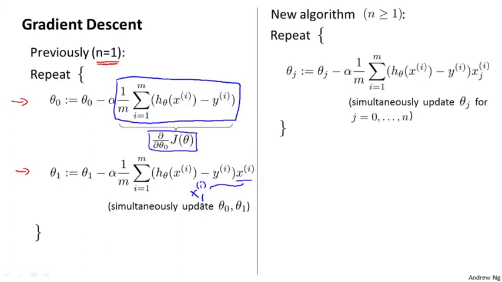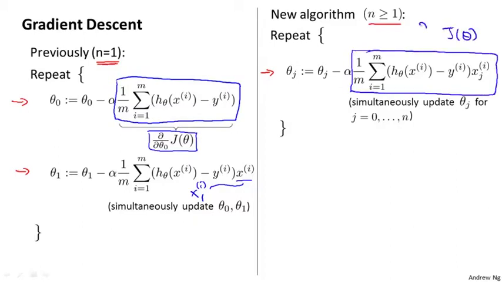Let's look at the new algorithm for when we have more than one feature, when the number of features n may be much larger than 1. We get this update rule for gradient descent, and maybe for those of you that know calculus, if you take the definition of the cost function and take the partial derivative of the cost function J with respect to the parameter theta j, you find that that partial derivative is exactly that term that I've just drawn the blue box around. And if you implement this, you will get a working implementation of gradient descent for multivariate linear regression.